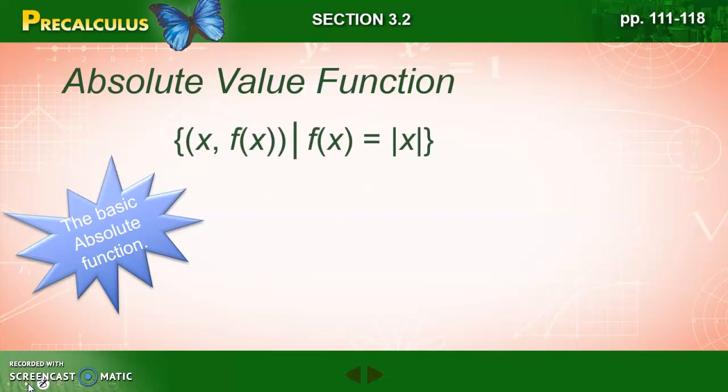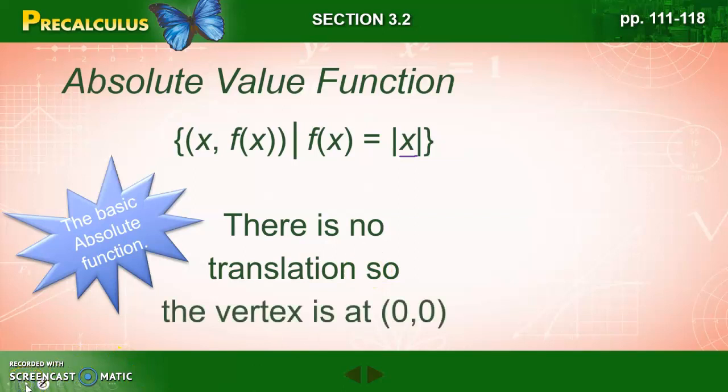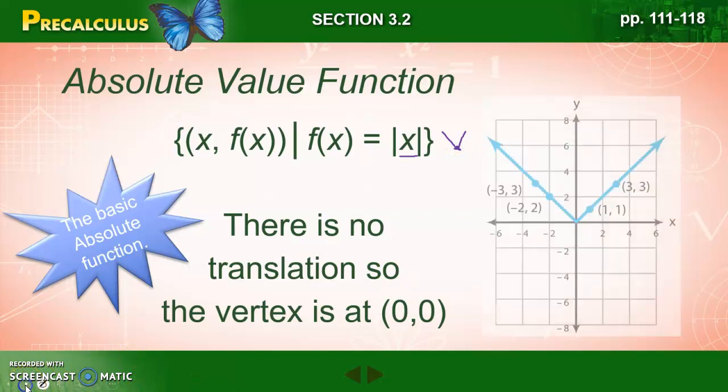So our basic absolute value function rule is f of x equals the absolute value of x. That's our basic rule. There is no translation. We don't have any plus or minus any other values here. So the vertex of our function, sorry, not our origin, the vertex would be at 0, 0, which is the origin. Remember, absolute value is always a v. So it looks like this.